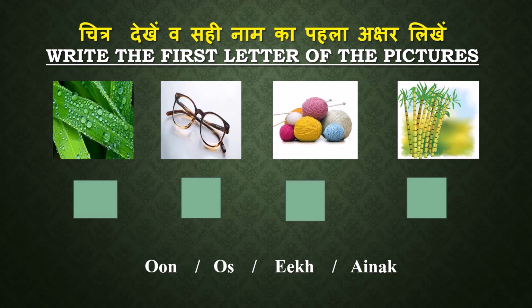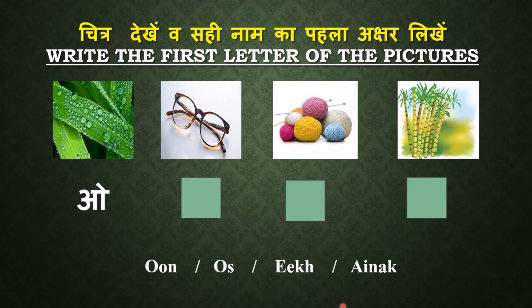So the same activity. The four different pictures and their names are also given down there. But you have to identify the first sound or the swar, vowel, and then say with me. The first picture is of dew. In Hindi, dew is known as, correct, it is known as os. Therefore, the first letter would be O.